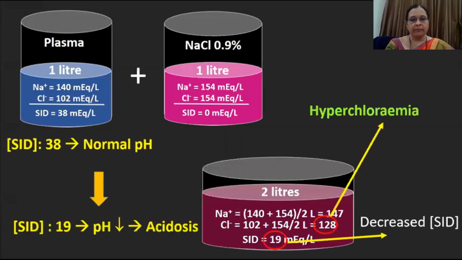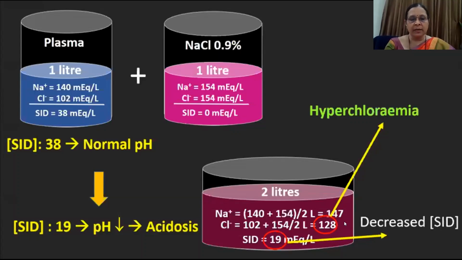So we get 2 liters volume. What does it contain? Now we have to see sodium: 140 plus 154 divided by 2. That would be the sodium. So you get 147. So the sodium has gone up from 140 to 147, but not so much, only 7 millimoles per liter. Chloride: 102 plus 154 divided by 2 is 128. There's a much larger increase in chloride compared to before. And so you get hyperchloremia.